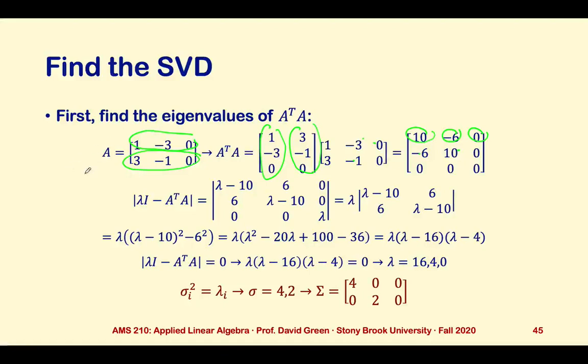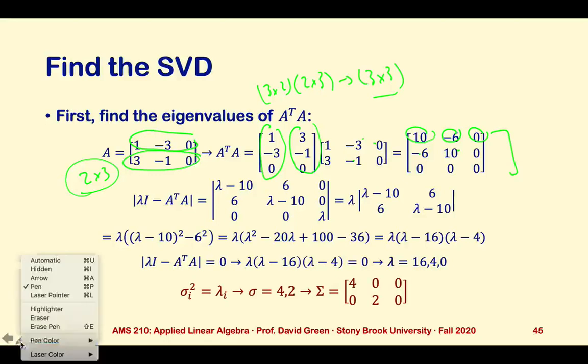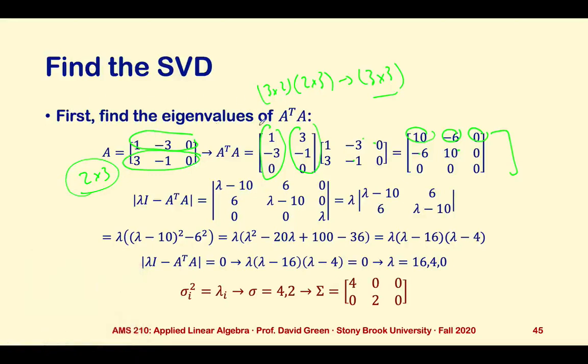A was a 2x3 matrix. A transpose A will be a 3x2 times a 2x3, which should give us a 3x3 matrix, which is exactly what we see here. Again, we note this is a symmetric matrix. Once we've found the matrix itself, we are ready to go ahead and find the eigenvalues of this matrix.